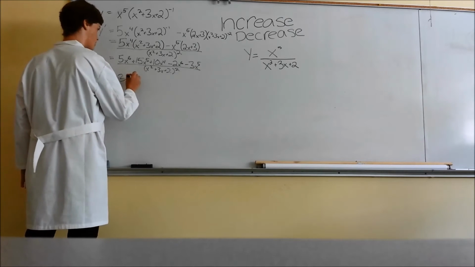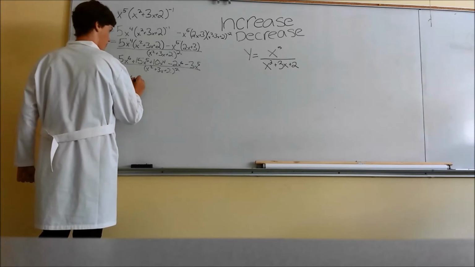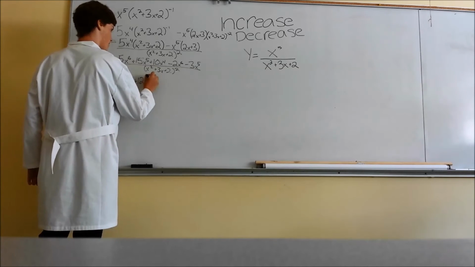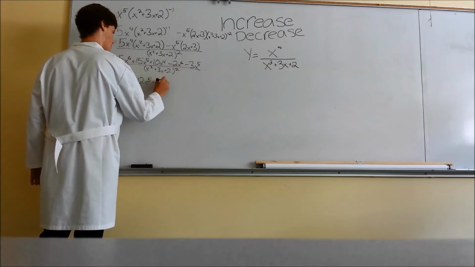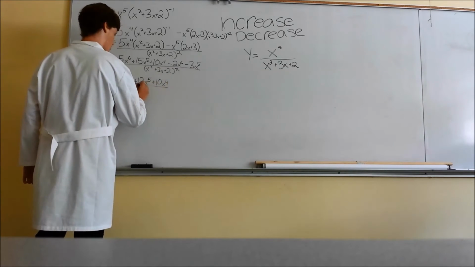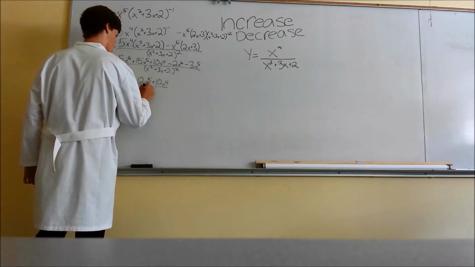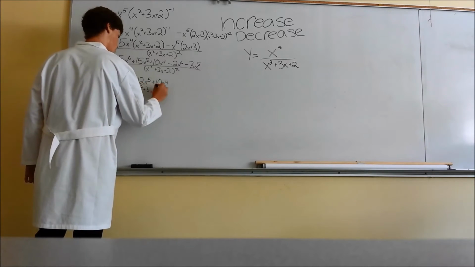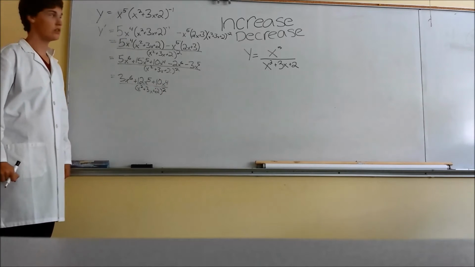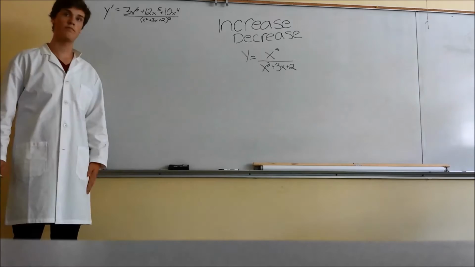We now collect like terms and simplify our equation down to 3x to the 6 plus 12x to the 5 plus 10x to the 4 over x squared plus 3x plus 2, squared. This final equation is the derivative of our original.